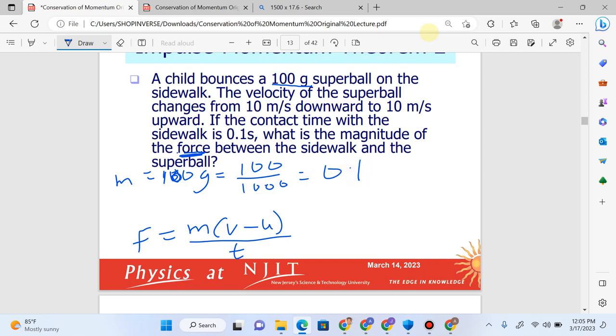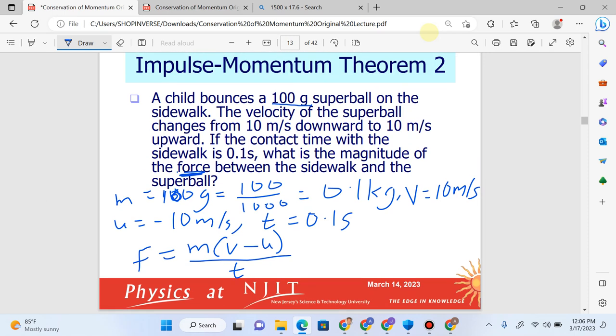You get 0.1 kilogram. What's our final velocity? Final velocity is 10 meters per second. What's our initial velocity? Initial velocity is minus 10 meters per second. What's the time, contact time? The contact time is 0.1 seconds. Why did I say the initial speed is minus 10 meters per second?